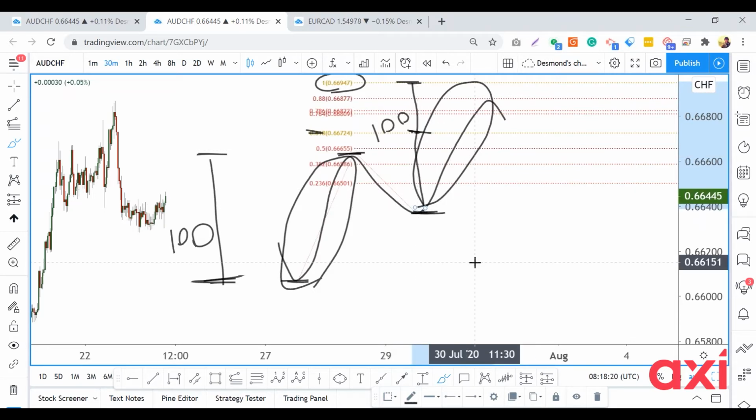You're not looking at retracements anymore. You're looking at extensions, right? And if you can combine retracements and extensions, that is where magic happens. Okay, that's where magic happens.